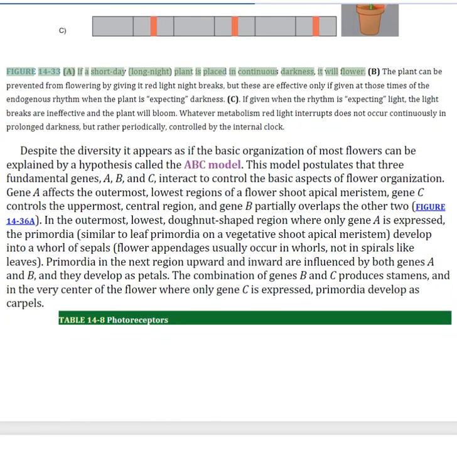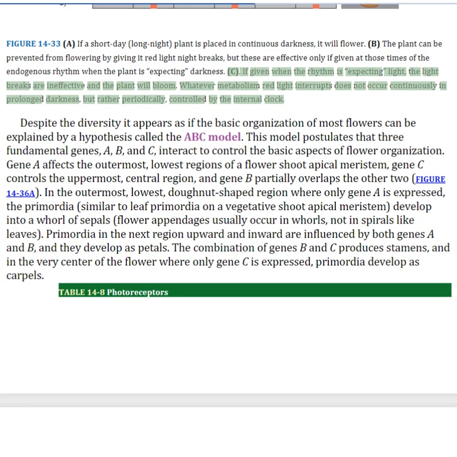Figure 14.33. If a short-day plant is placed in continuous darkness, it will flower. The plant can be prevented from flowering by giving it red light night breaks, but these are effective only if given at those times of the endogenous rhythm when the plant is expecting darkness. If given when the rhythm is expecting light, the light breaks are ineffective and the plant will bloom. Whatever metabolism red light interrupts does not occur continuously in prolonged darkness, but rather periodically, controlled by the internal clock.